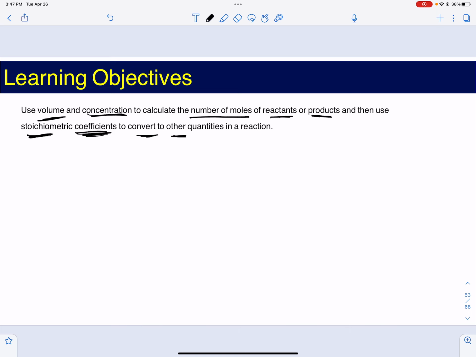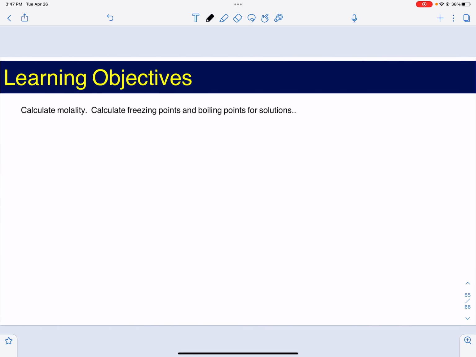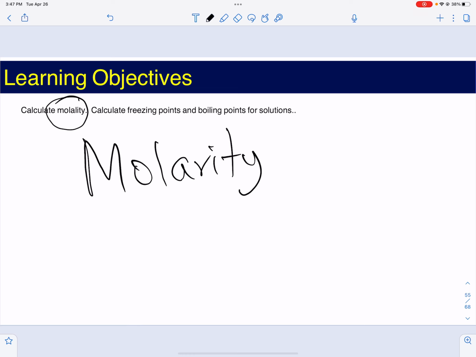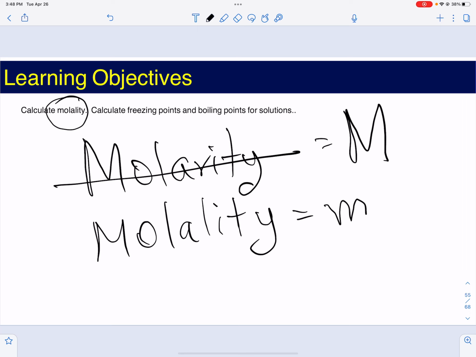And with that said, next time we meet, we are going to talk about a new type of concentration, molality. Not molarity, but molality. Molarity is capital M. Molality is lowercase m. Same symbol we use for meters, so be careful. In this case, it just means molality. And I will tell you more once we get to this point.